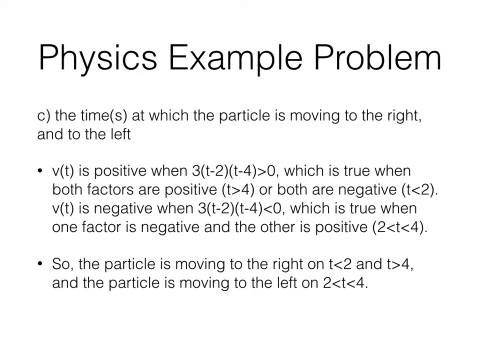So the particle is moving to the right when t is less than 2 and when t is greater than 4. And the particle is moving to the left in between t equals 2 and t equals 4.